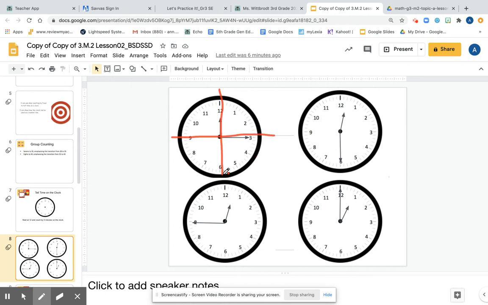When it's on the 6, well, that's half of the clock eaten up, so that's half past. When it's on the 9, that's almost completing your little pizza here, your clock, so that's quarter to. All right.